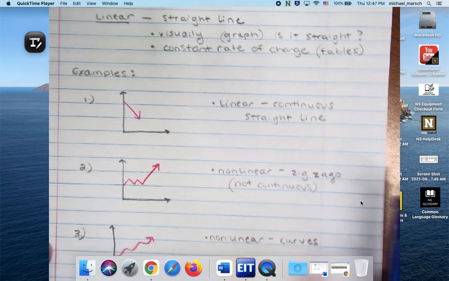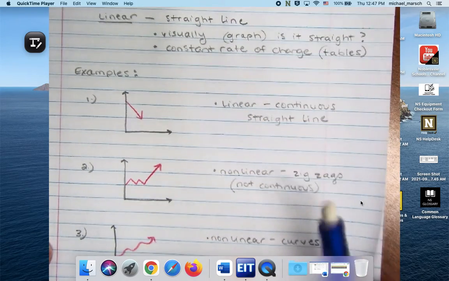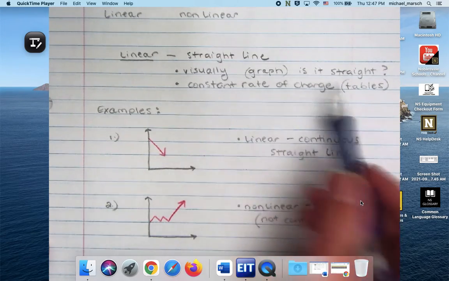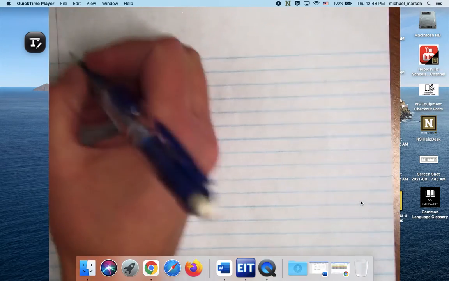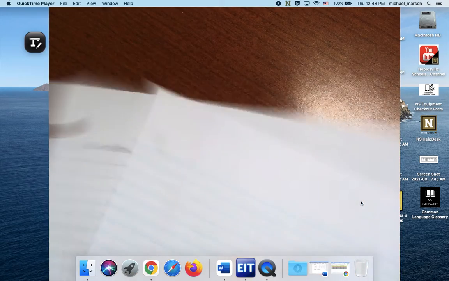Okay. All right, we're moving on. The next way, remember we said visually from a graph or looking for a constant rate of change, that's tables. So we have some more examples here.